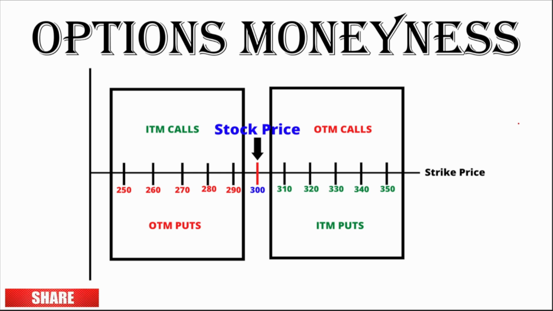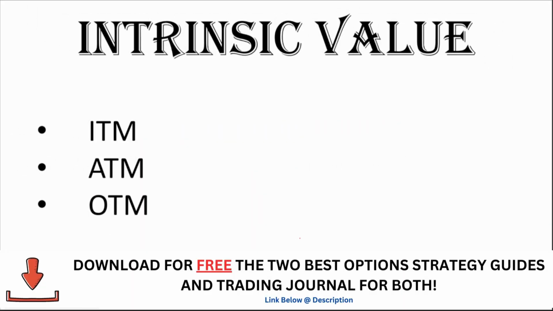Very, very simple, guys. So the main goal here is to pay attention to the current stock price. If the current stock price is above the put sold, you're making money. If the stock price is above the calls that you bought, you're making money as a long call option buyer. If the stock price is below the short call, you are making money as a call seller. If the stock price is below the strike price of the long put, you are making money as a put buyer.